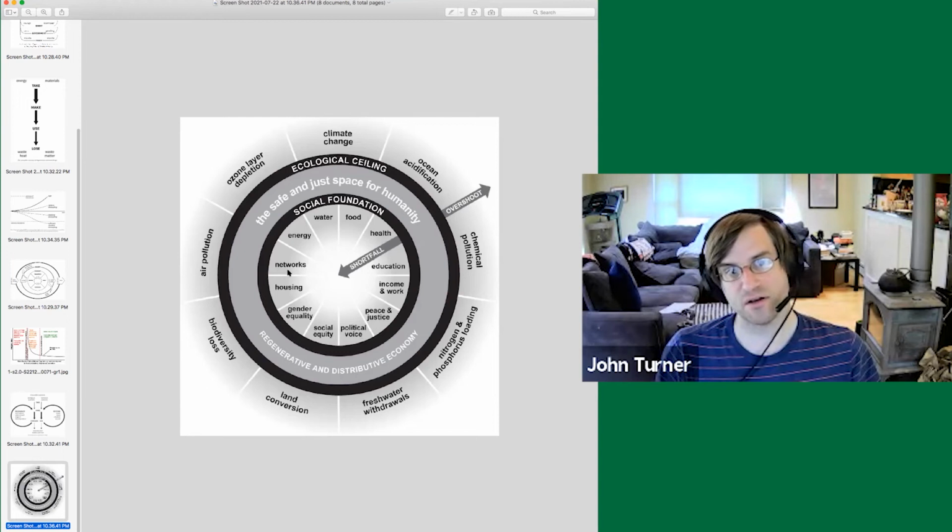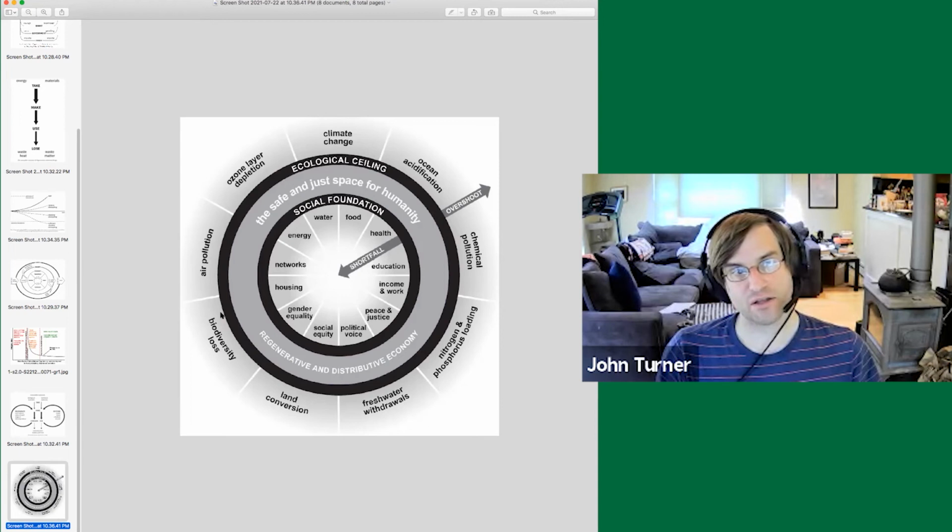We need housing, we need interpersonal networks, we need energy, water, food, we want to be healthy, we need education, we need to provide work and to have some degree of income. We require peace, justice, political voice, social equity, gender equality. These are the values that are seen as providing the kind of floor for economic activity. If no one is being educated, the sustainability of that society is low. If we are at war, the sustainability of that society socially is very low.